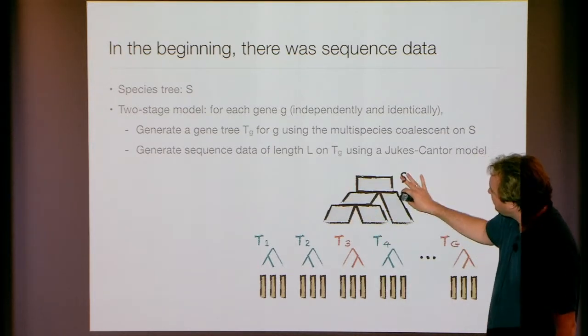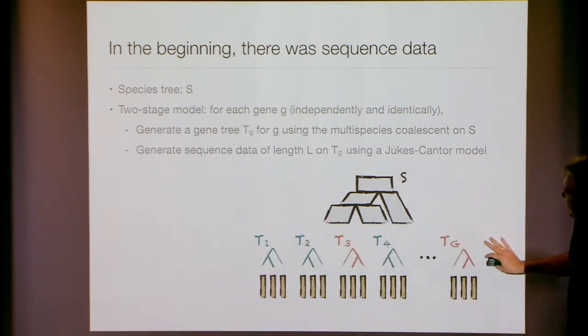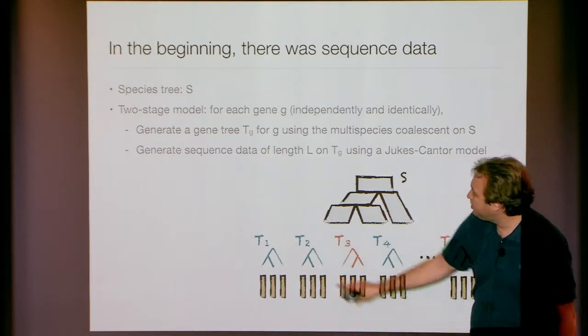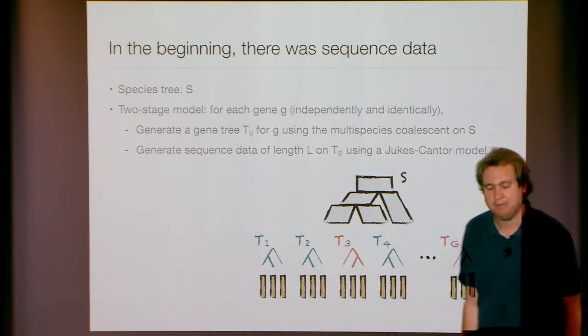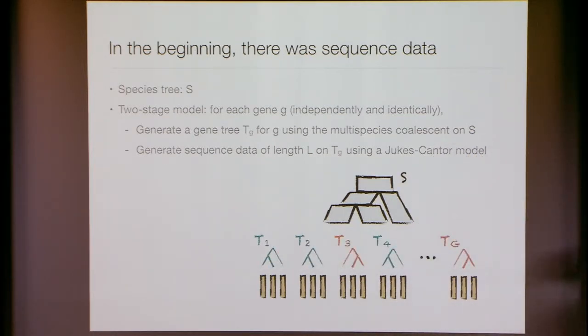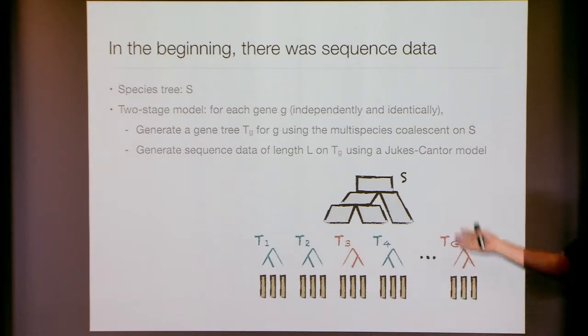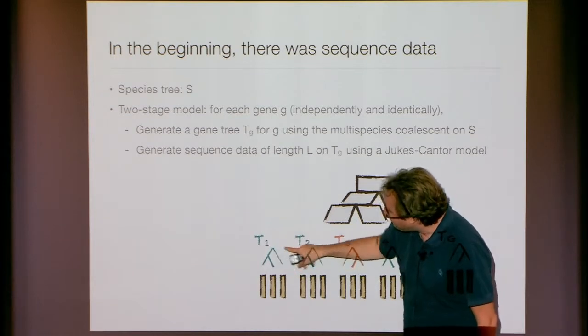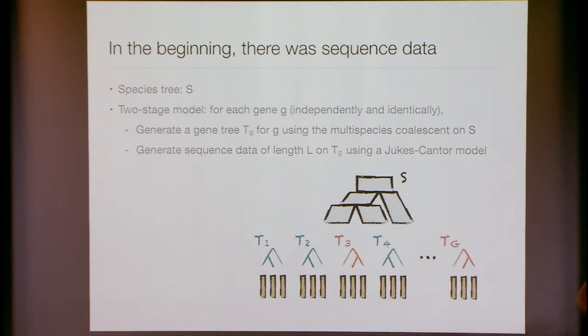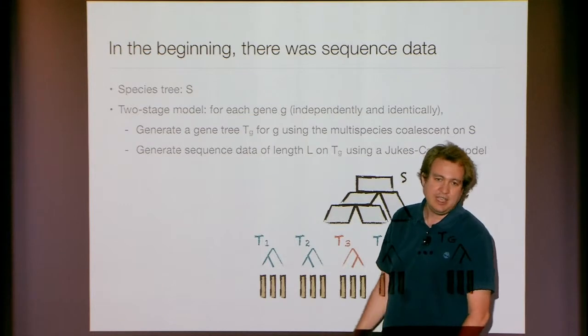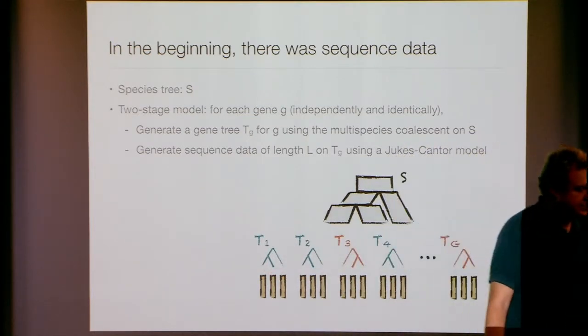I first have my species tree that, according to the multi-species coalescent, generates a bunch of gene trees. So for each gene, this gene tree is distributed according to the multi-species coalescent on this. There's some actual branch length here that I'm not showing. And then on each one of these gene trees, I'm going to generate sequence data using, say, the Jukes-Cantor model. If you don't know the Jukes-Cantor model, it's just a model where you have a certain sequence at the root of this gene tree, and along each branch, at a certain rate, point mutations accumulate at random, and it generates sequence data for your leaves, which is where the data is.